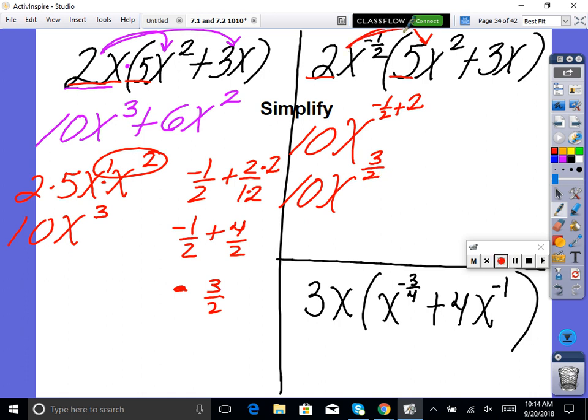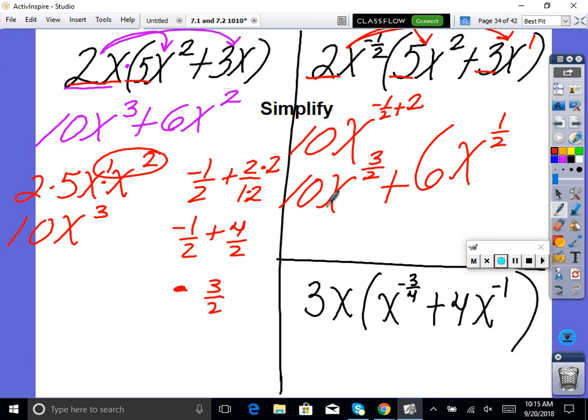Moving on. 2x to the negative 1/2 times that. So wouldn't that be plus 2 times 3? 6. Then we have an x to the negative 1/2 and 1. So what would we do? Multiply it? No. When you multiply, you add. So we're going to have x to the negative 1/2 plus 1, which is what? 1/2.